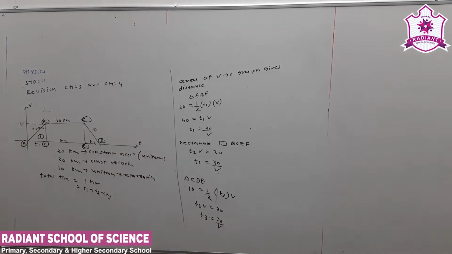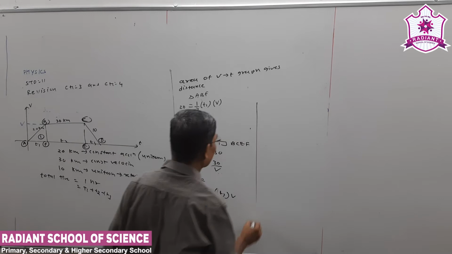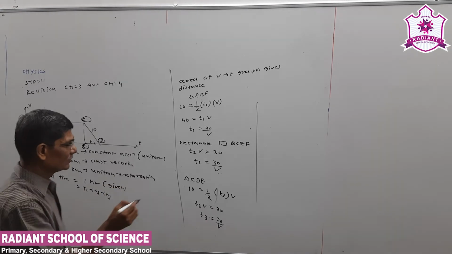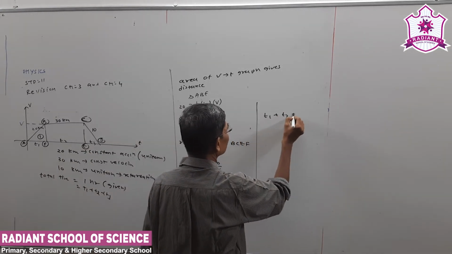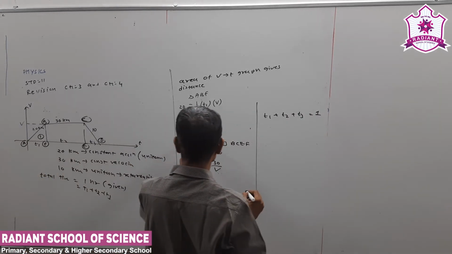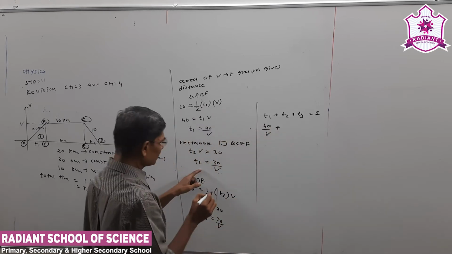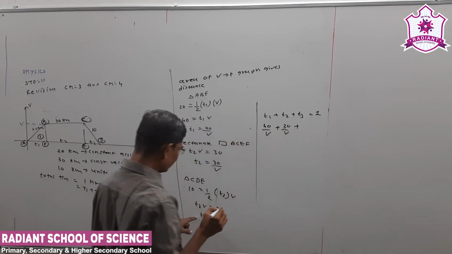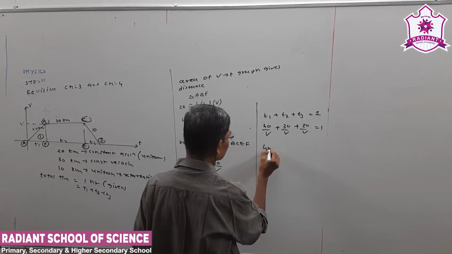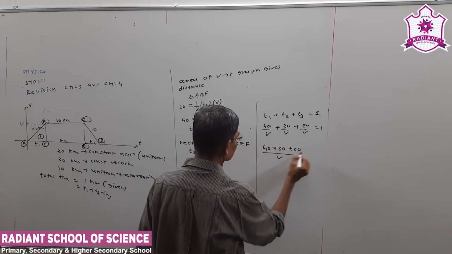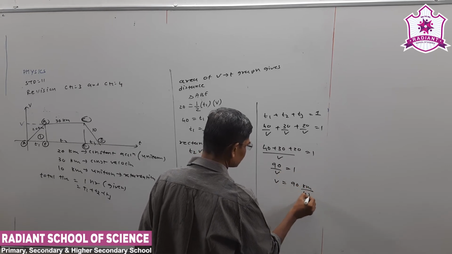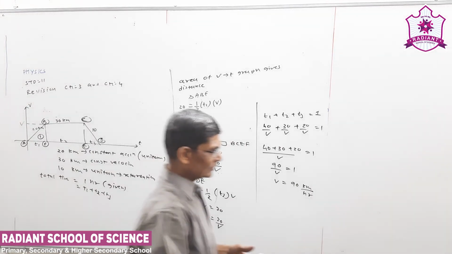Now see, we are given the total time as 1 hour. So we can say t1 plus t2 plus t3 is 1 hour. What is t1 here? 40 by v. What is t2 here? 30 by v. What is t3 here? 20 by v. Now if I solve this, taking the LCM, this is a useful relation.